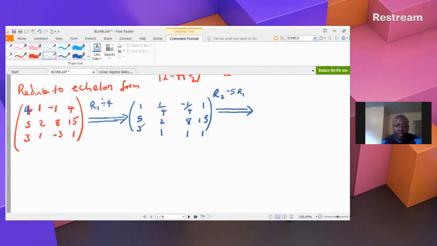I also want a 0 where there's a 3, and 3 is in row 3. So I have row 3, and to get a 0 in this position, I need to subtract 3 times row 1. This difference will give me a 0. Let me do the first one. The first row, remember, is 1, a quarter, negative a quarter, and then 1.